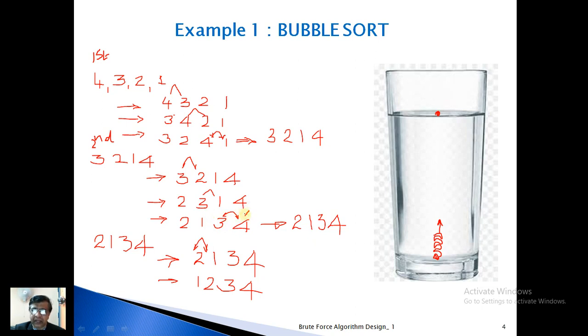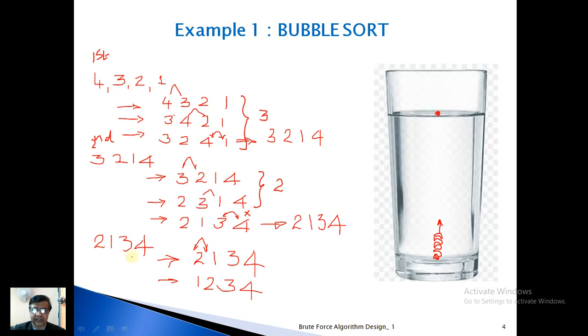We will try to avoid this comparison from happening. That means in the second iteration, if there are 4 elements, 2 comparisons will take place. The number of comparisons over here is 3, and here it is 2. Therefore, there is a reduction of 1 comparison. And once again, the array that comes out after the second iteration is also partially sorted. So 2 1 3 4.